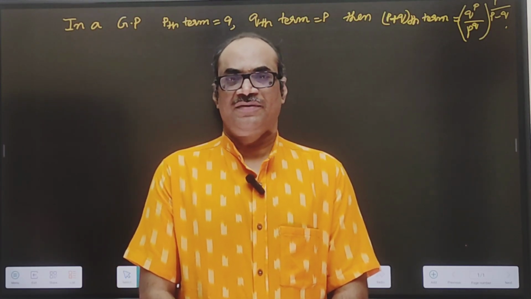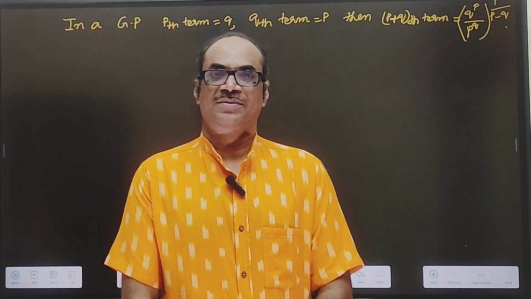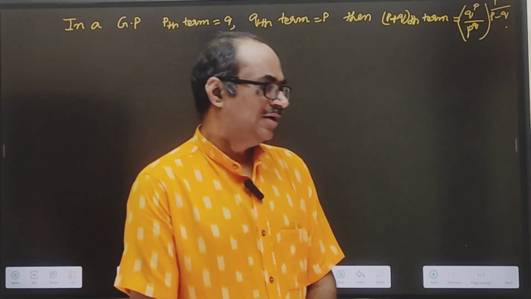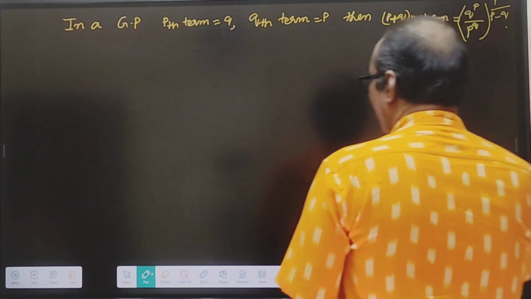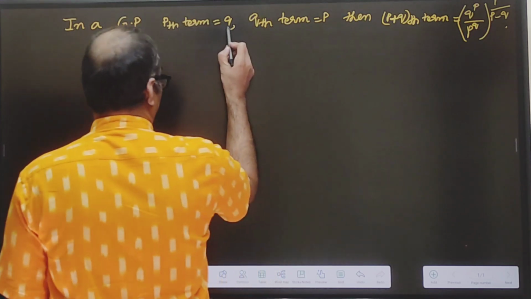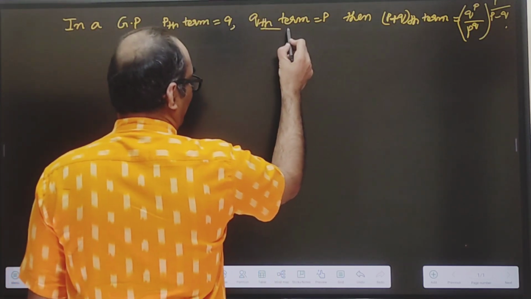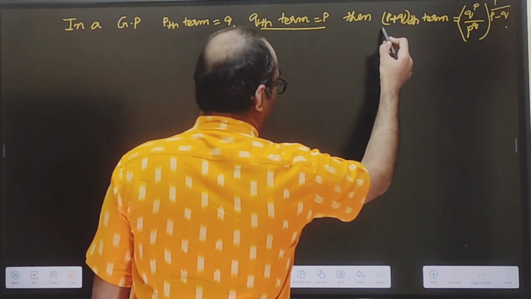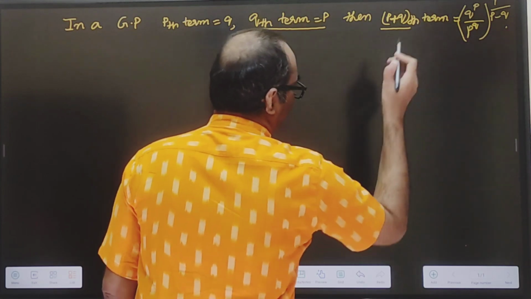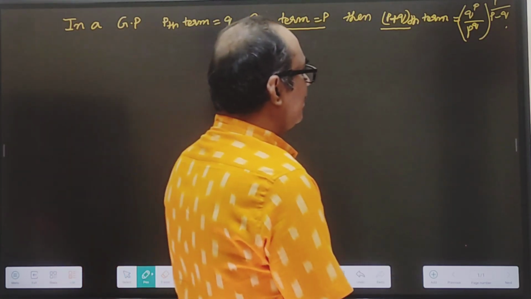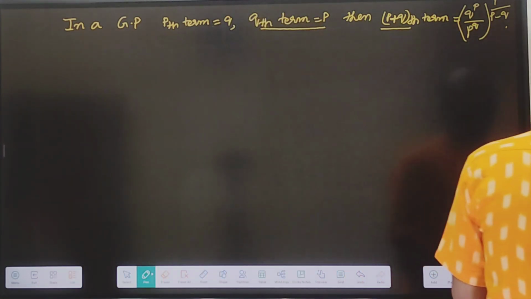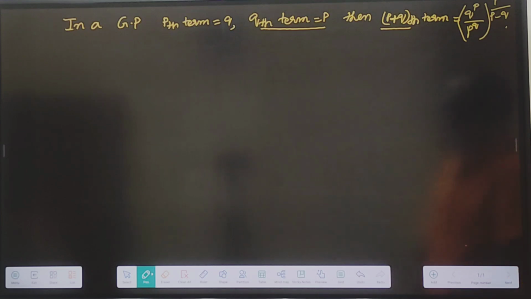In this session, we will see a problem related to geometric progression. We have been given that the pth term of a geometric progression is q and the qth term equals p. We need to prove that the (p plus q)th term equals (q^p divided by p^q) whole to the power of 1 by (p minus q).